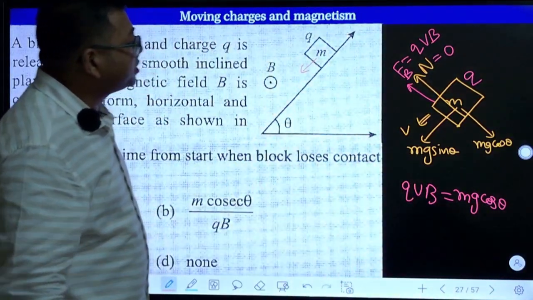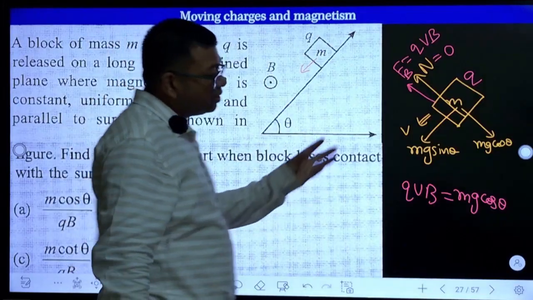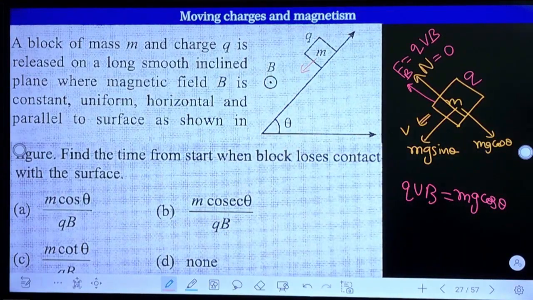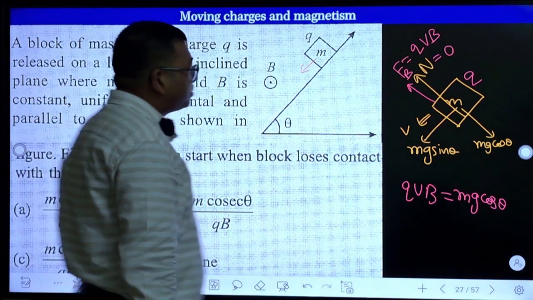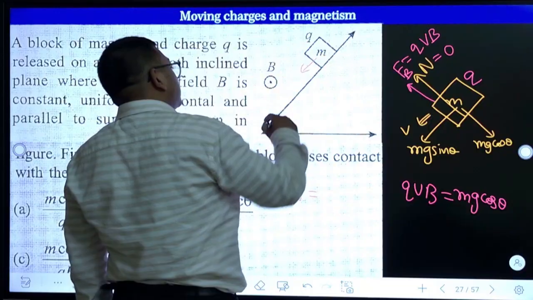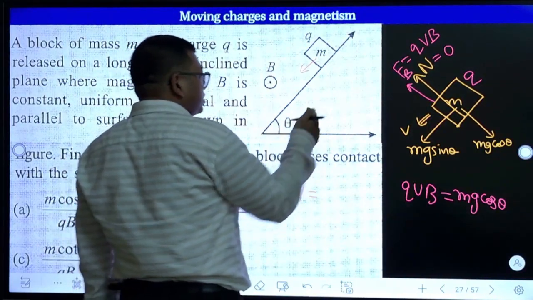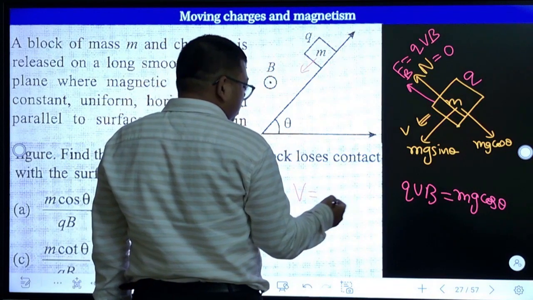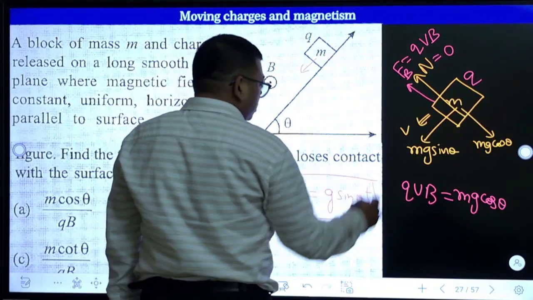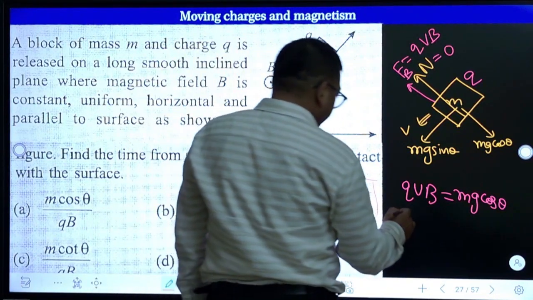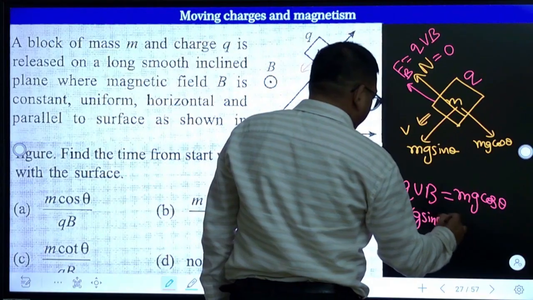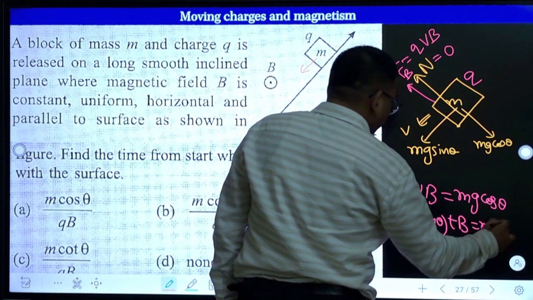qvB has to balance mg cos theta. But note that this velocity is the velocity at that given instant, so we have to calculate the time. This velocity, the velocity gain, v equal to u plus at. In this direction, acceleration was g sin theta, right? So v equals at, so g sin theta into t. Let us use this: q into g sin theta into t into B is mg cos theta.